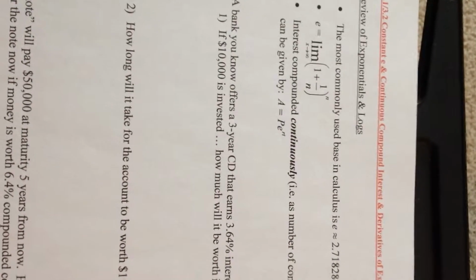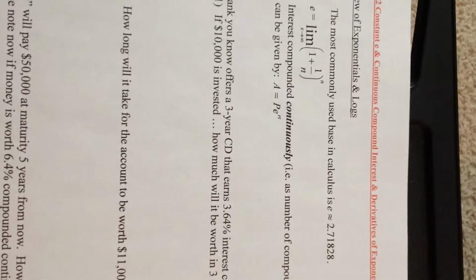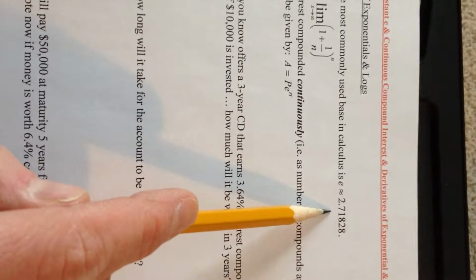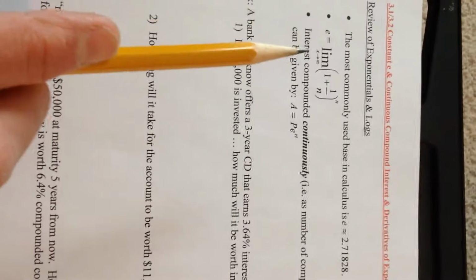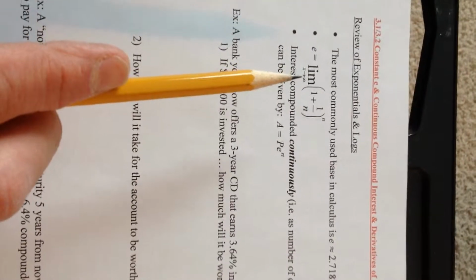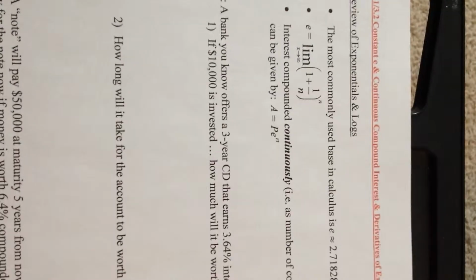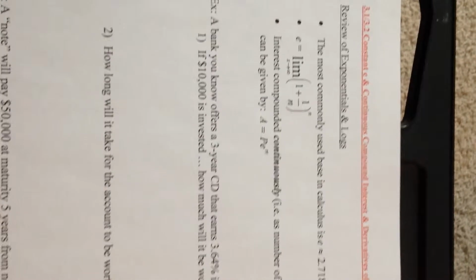Some of this you should have seen in pre-calculus and/or algebra 2, so it's going to be kind of a review. The most common base for logarithms in calculus is e, which is just a number. This is a decimal approximation of that number. This is how e has actually been calculated. You notice that it is a limit: the limit as n approaches infinity of (1 plus 1 over n) to the nth.